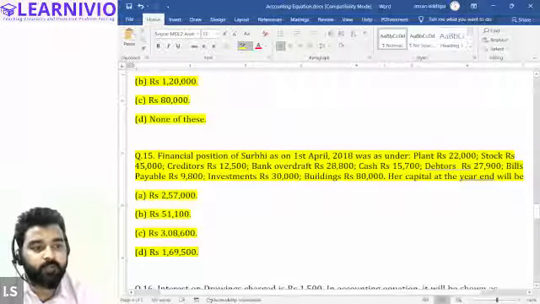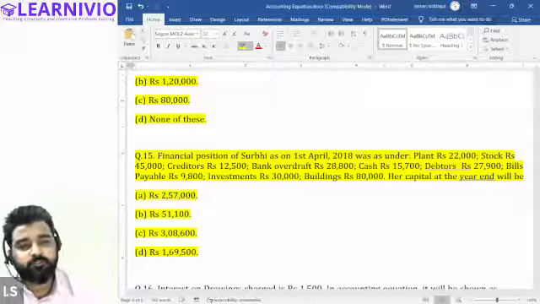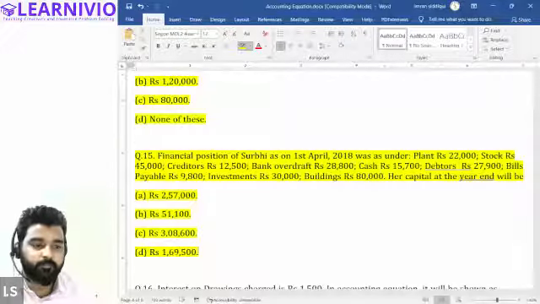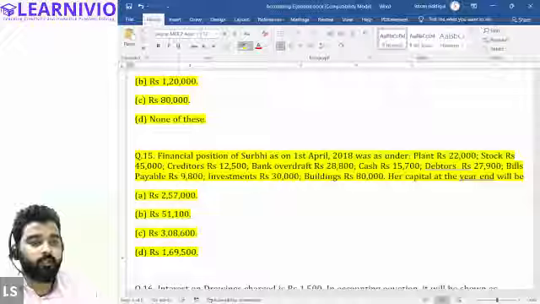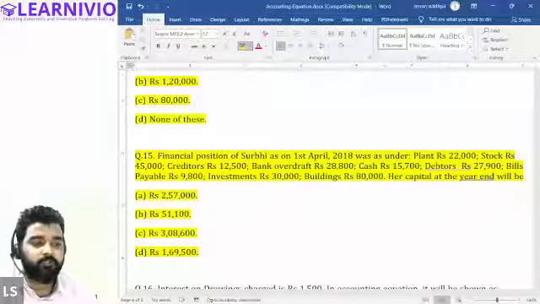Sir, I first organized everything into assets and liabilities. So what will be the total value of the asset? You have added plant, 22,000. Then 45,000 for the stock. Then debtors, 27,900. Then cash, 15,700. And finally, the investment in the building also. So 220,600 is the asset. Okay. And out of the value of the asset, you have reduced the value of the liabilities. So the remaining will be the value of the capital at the end of the year.